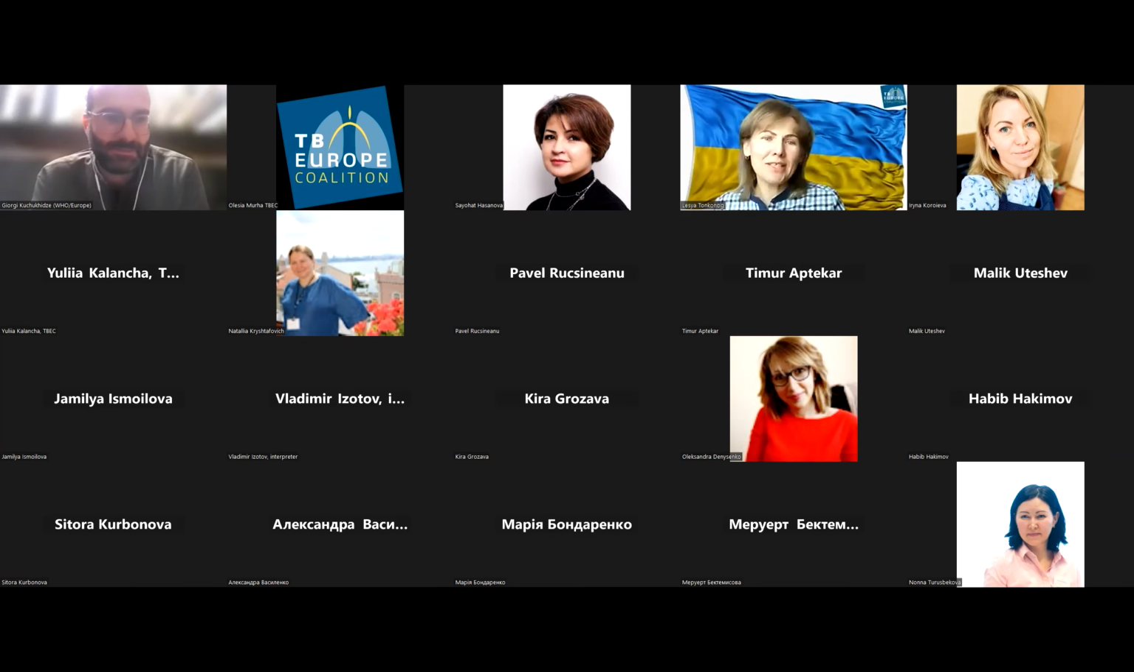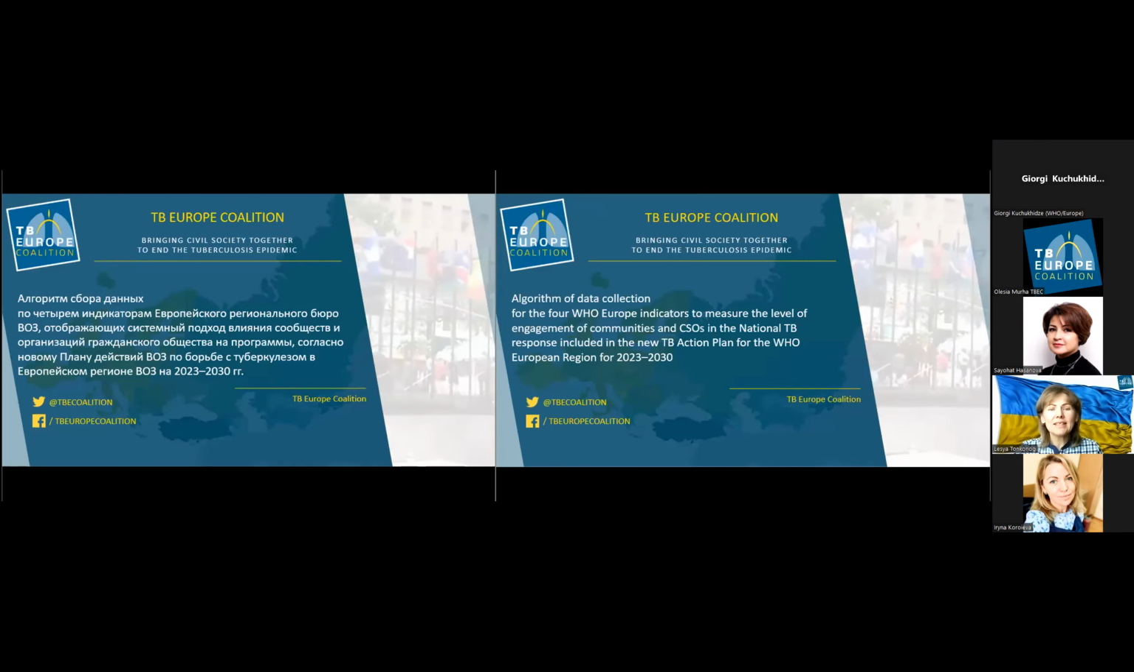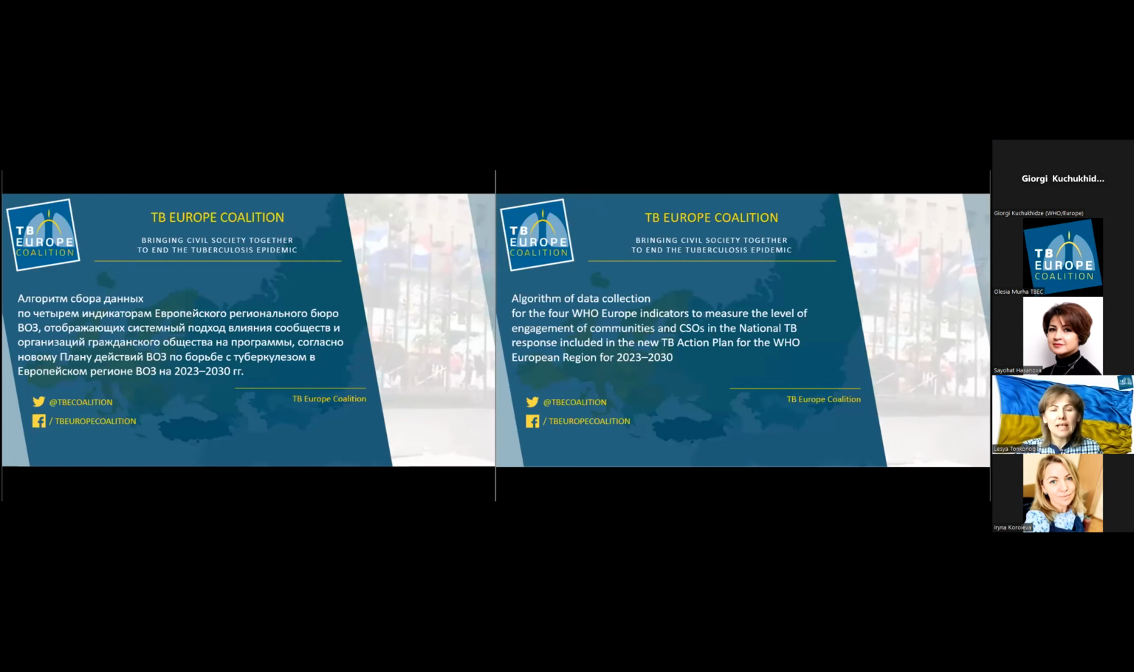Thank you very much, Georgi, that you found time for us to meet today and tell our participants about the relevance and importance of data collection and about the importance of these indicators. Now I give the floor to Tatiana Terleeva, head of the Department of TB Response of the Center for Public Health of the Ministry of Health of Ukraine.